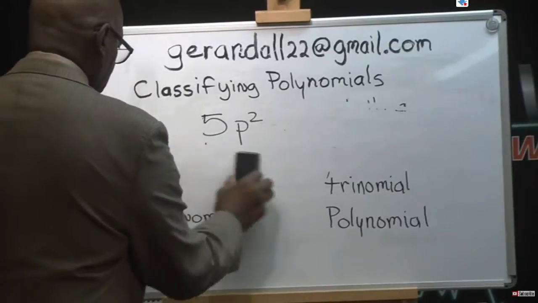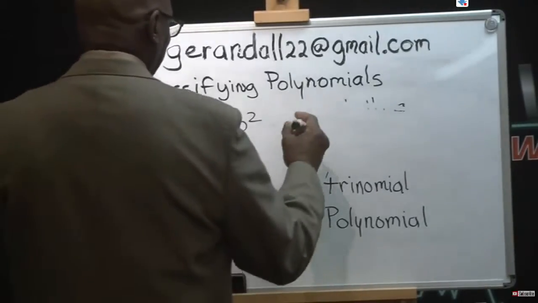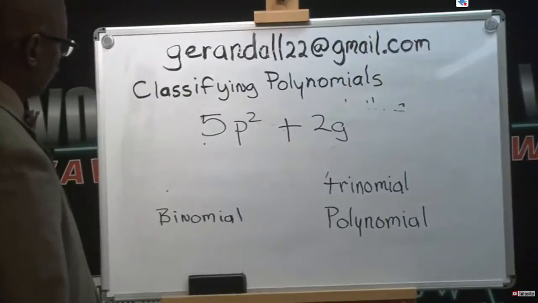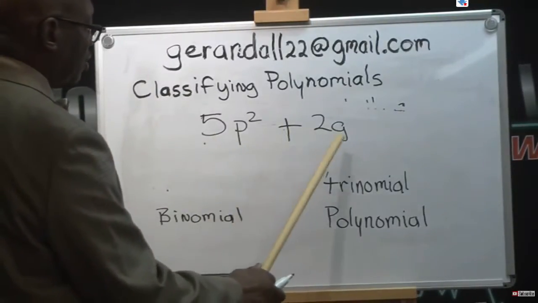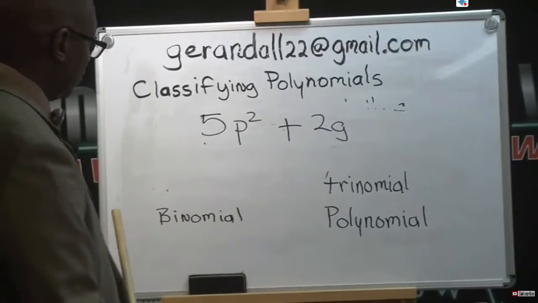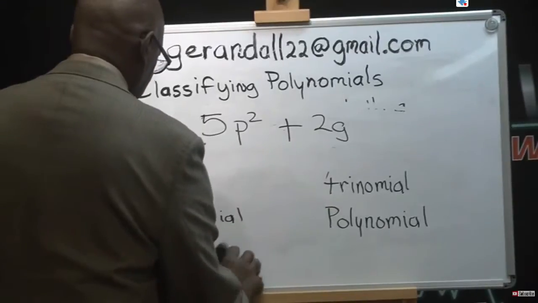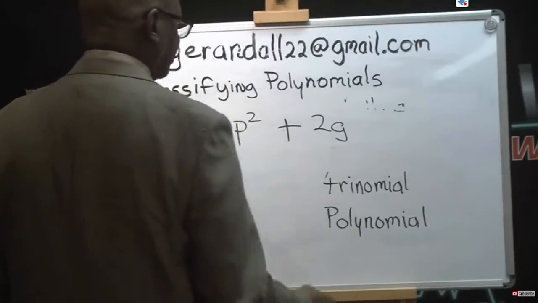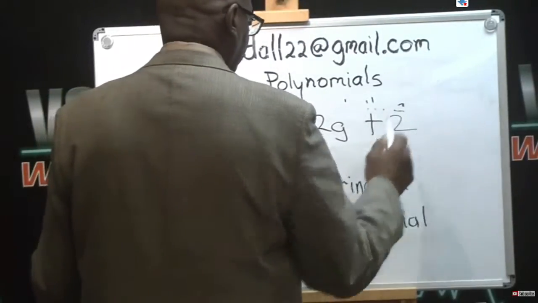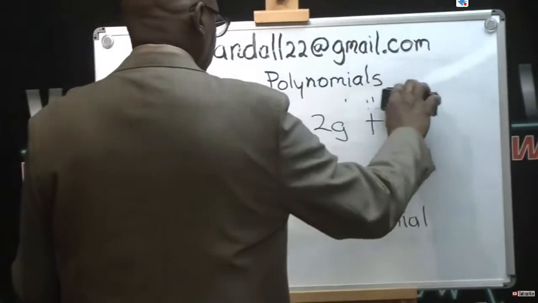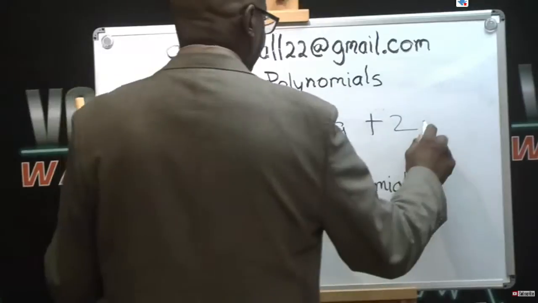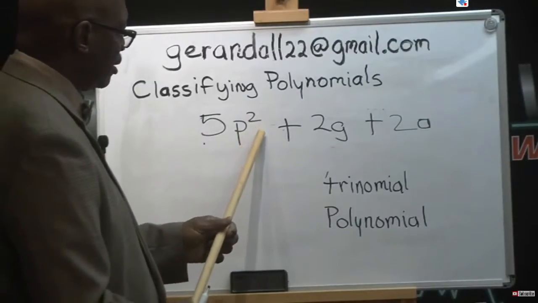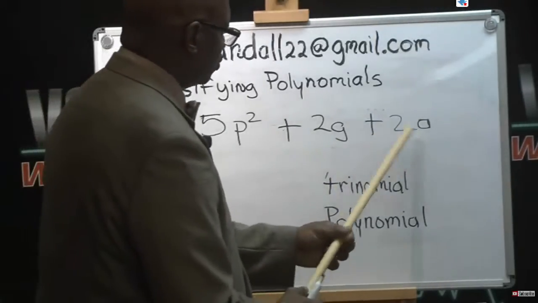And of course, bi means 2. So, you have 5p squared plus 2g. That's a binomial. And then we have what's called a trinomial. And we can just add a 2. And we'll make it 2a. So we have 5 p to the second power plus 2g plus 2a.